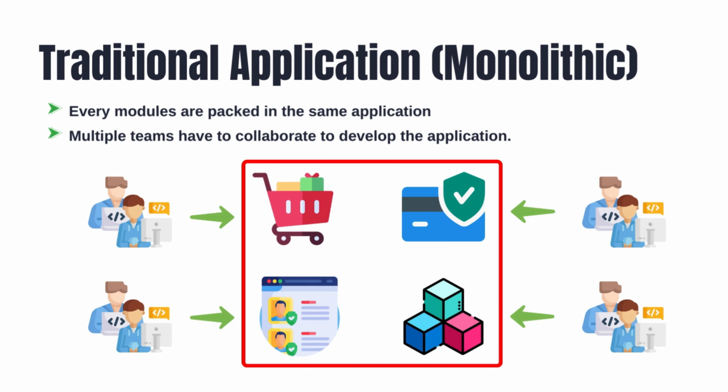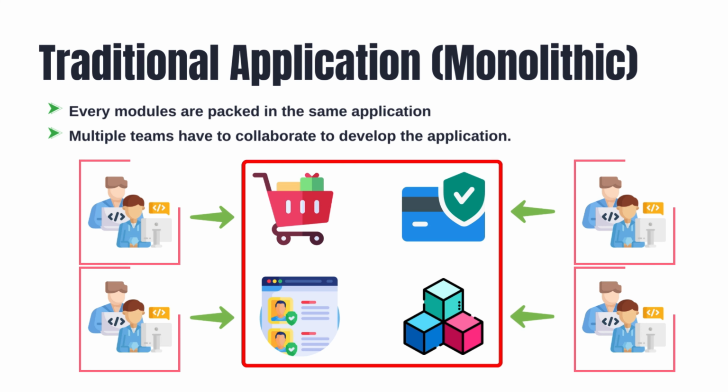Before microservices, applications were developed using the monolithic architecture, so every module in the application is packed in one place. Multiple teams have to collaborate to develop the application. For example, let's say we try to build an e-commerce store. Then we have a module to track the shopping cart of a user, a module to track the user payment, a module to track the customer information, and a module to track the inventory in the store. Each module is developed by a separate team, and they all collaborate to scale the application.